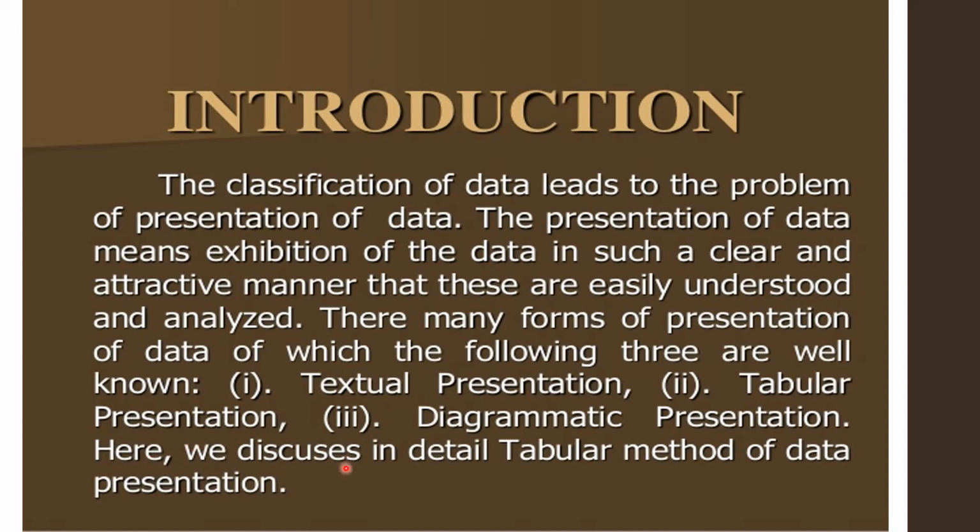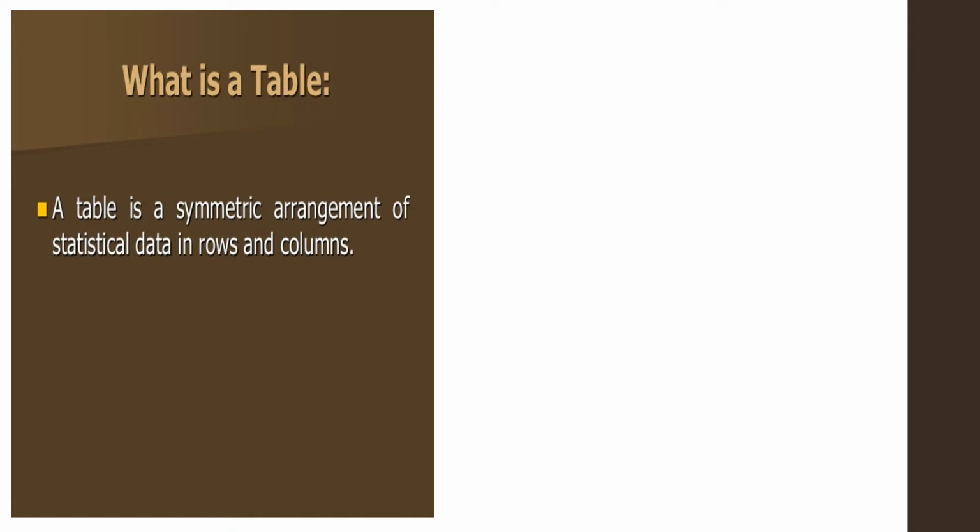Here we discuss in detail the tabular method of data presentation. So this video is all about the tabular presentation of data. Now, what is a table? A table is a systematic arrangement of statistical data in rows and columns. So this is a simple answer to what is a table. It is a systematic arrangement of statistical data in rows and columns.